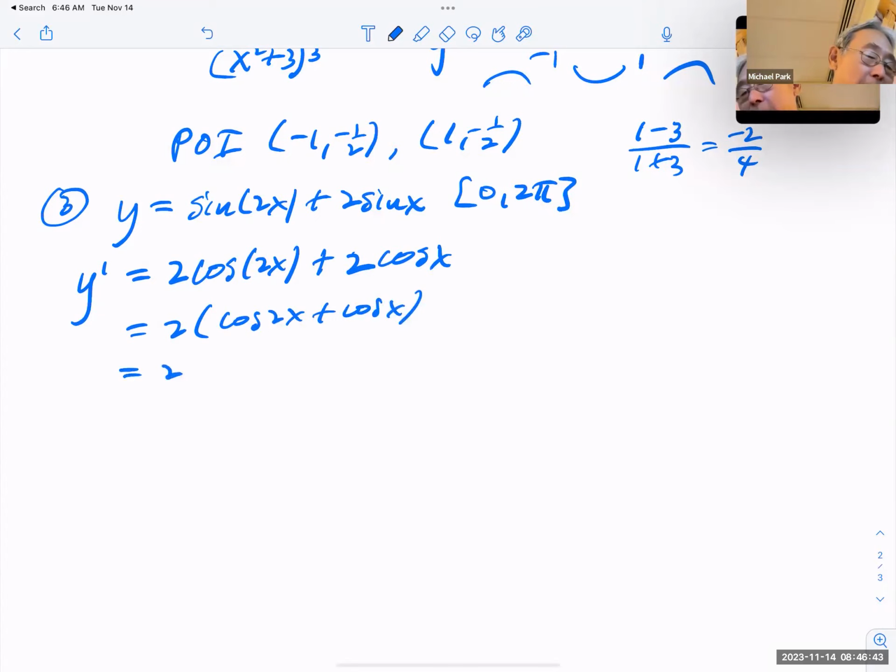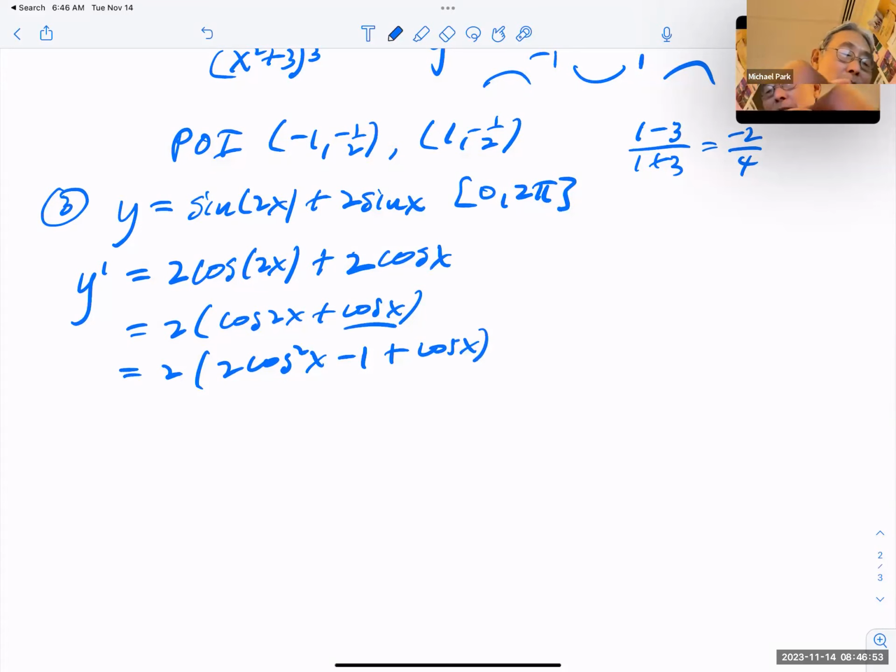And again, you're going to have to use a double angle identity. Cosine 2x is 2 cosine squared x minus 1. How come I chose to use that one? That's because this is cosine. If it were sine, then I would use the other one, 1 minus 2 sine squared x. This is why you need to know your trig identities.